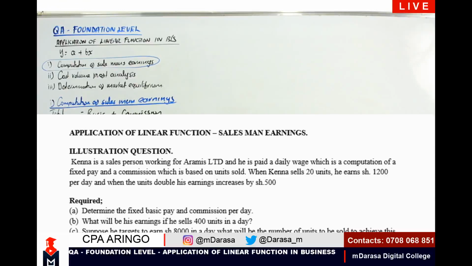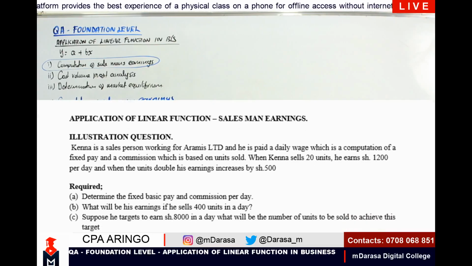So in this case, you are told that Kena is a salesperson working for Aramis Limited and is paid daily wage, which is a computation of a fixed pay and commission, which is based on units sold. When Kena sells 20 units, he earns 1200 per day, and when the units double, his earnings increase by 500. Required: determine the fixed basic pay and commission per day. Part B: what will be his earnings if he sells 400 units in a day?